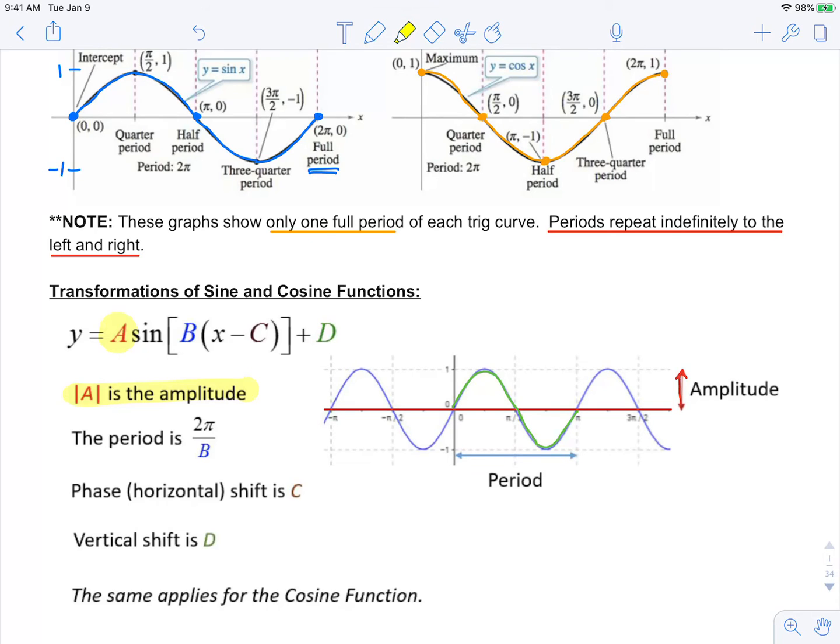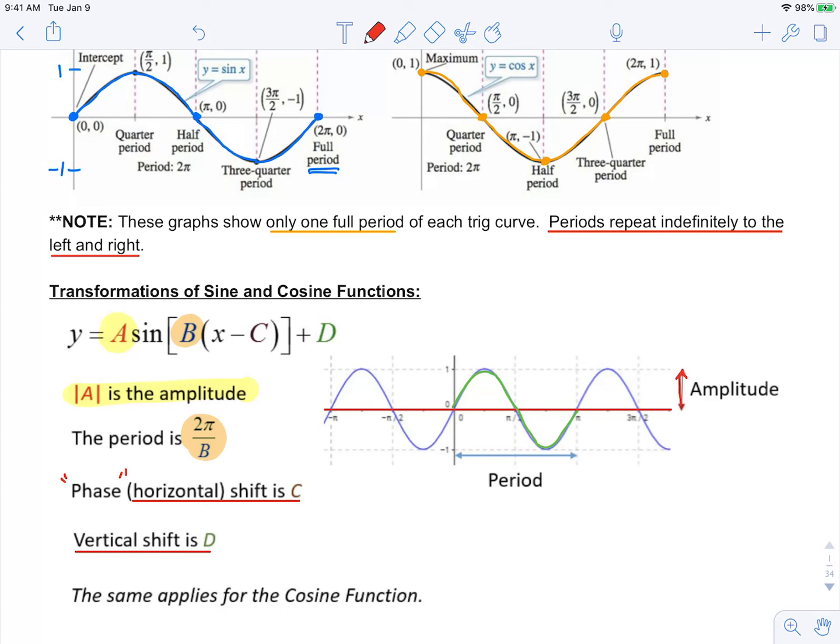The way we calculate our period, how long one full curve will be, is we take our b value and we divide that into 2 pi. Now, the minus c and the plus d are exactly how it used to be with our previous transformations. We have a horizontal shift of c, but they call this a phase shift for trig functions. You know, it's just new vocabulary because it's trig. And we have vertical shifts up or down by d.